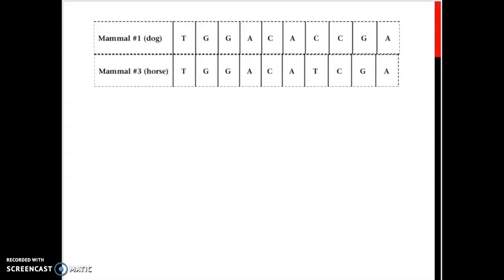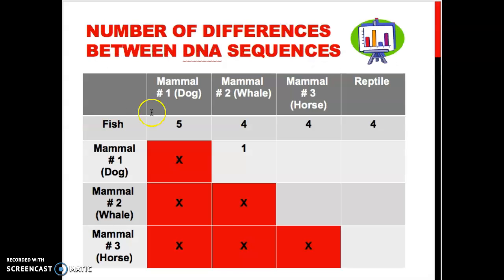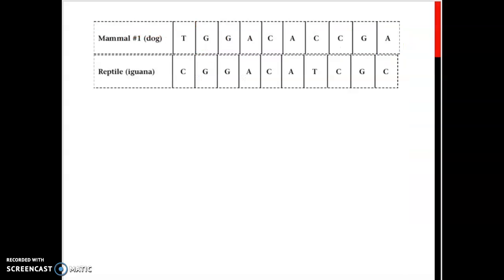Okay. Again, you should only be seeing one difference. That's between the C and the T. Right here. All the other letters are the same. So up in my chart, I'm going to go back, and in your notebook, you're going to add that there was one difference between the dog and the horse. Okay, let's do the dog and the iguana, the reptile. So if I come down and I look at these strips, how many differences do I see?